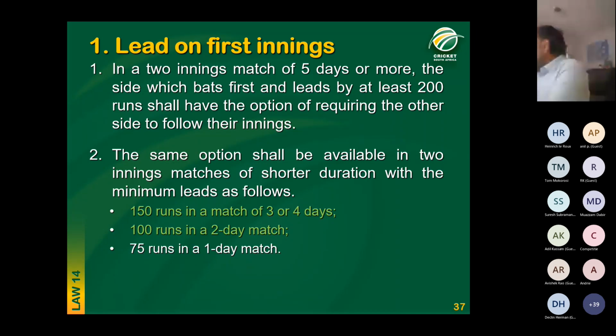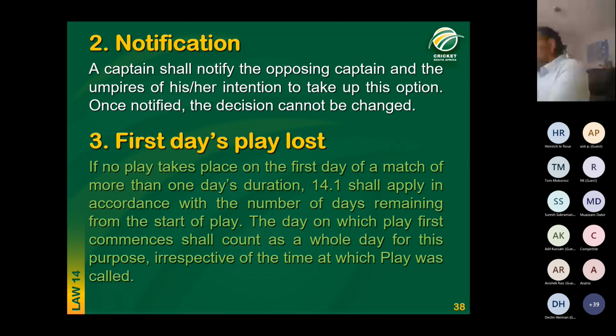150 runs. So what I want you to take away from this is it needs to be on the first day of, even in my example, the test match. If play takes place on day one of a test match and day 2 rains out or day 3 rains out, the lead stays 200 for this 5-day test match. It's only if the first day's play is lost that you go to the 4-day lead, which is 150.